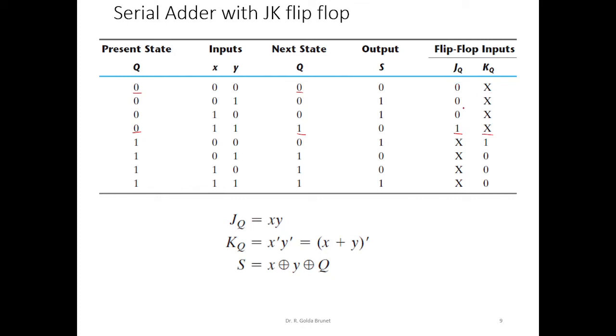Similarly, we can use the excitation table of JK flip-flop and get the flip-flop inputs for J and K. Then we can use a 3-variable Karnaugh map with Q, X and Y, and then we can find the simplified expression for J and K. J will be XY because we have the don't cares as well, so we can combine the don't care with this one and then we can get the expression to be XY. Similarly, we can combine this 1 for K with the don't care, and the simplified expression will be X bar Y bar. Since this is XY and this is X bar Y bar, we can write this in maxterm notation and this will become (X or Y) the whole complement.